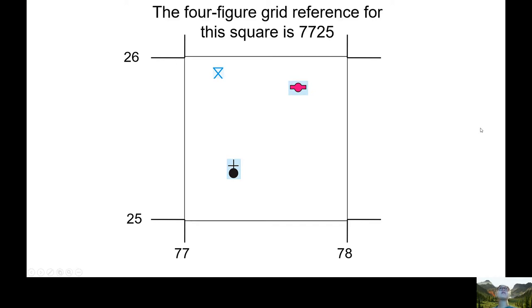The four-figure grid reference for this square is 7725. Why? Because you went to the bottom left-hand corner of this whole square, and then you went down and hit 77, and you went left and you hit 25. So the grid reference is 7725. Lines meet at the bottom left. There we go.